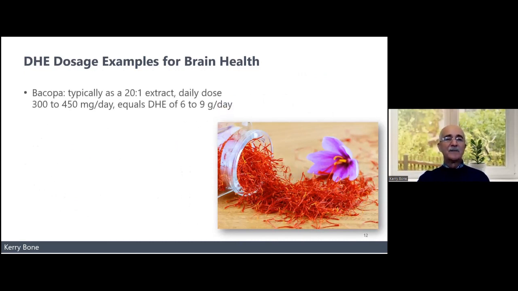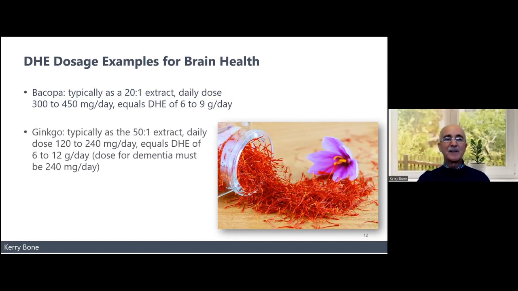So just to finish off, I'm going to give you some DHE dosage examples of herbs that can help with brain health. Take the herb bacopa. It's typically used as a 20-to-1 extract, used in daily doses of 300 to 450 milligrams a day. That's a DHE of 6 to 9 grams a day. That's most of the trials. So if you're using a 1 to 2 extract of bacopa, unless you're giving at least 10 mil per day, you're probably underdosing compared to what was used in the clinical trials.